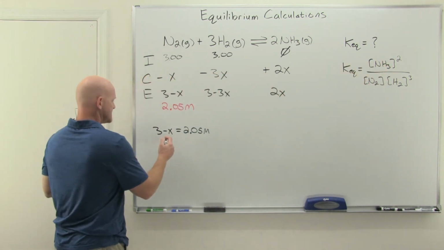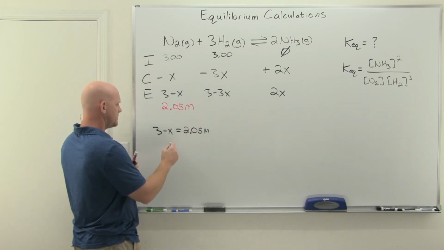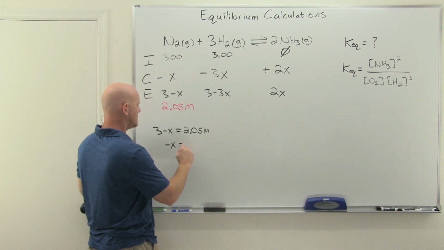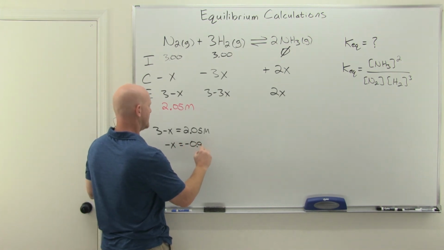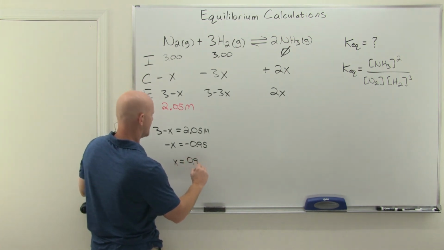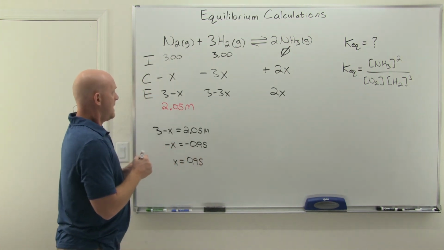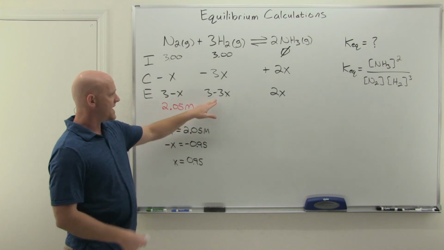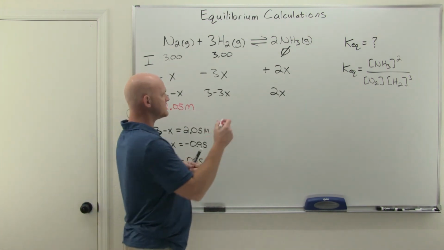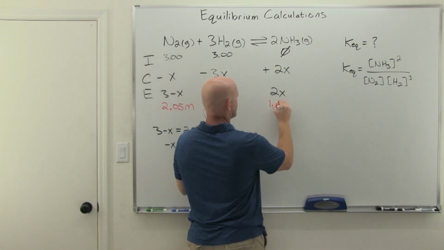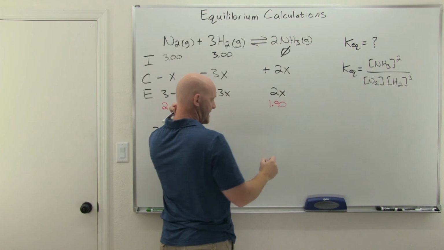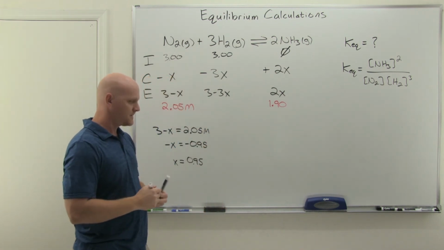All right, so in this case, we've got 3 minus X equals 2.05, and I'll subtract 3 from both sides, and so here we'll get negative X equals negative 0.95, and then therefore X equals 0.95. All right, so if X equals 0.95, then we can figure out these two as well. Now, 2 times 0.95, we can probably do that in our head. That's going to come out to 1.9. So, in fact, we should probably put an extra 0 on that, to keep our sig figs consistent here.